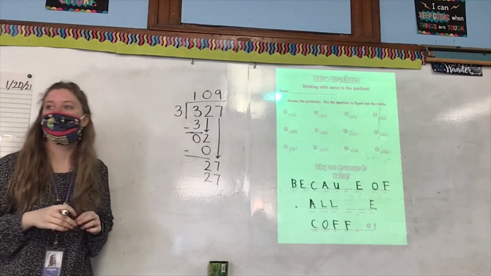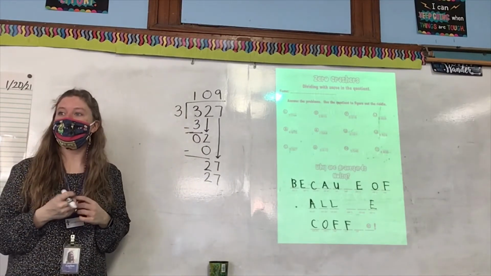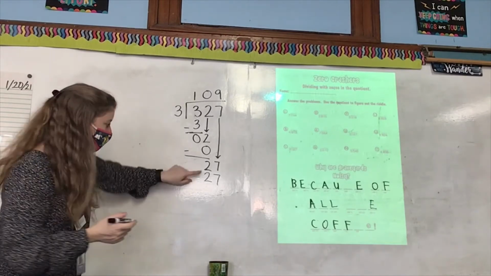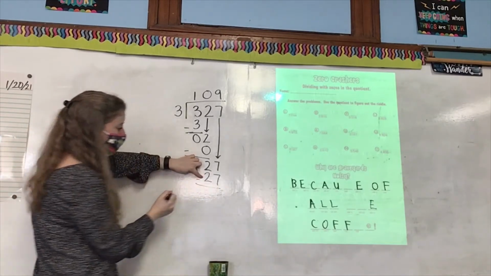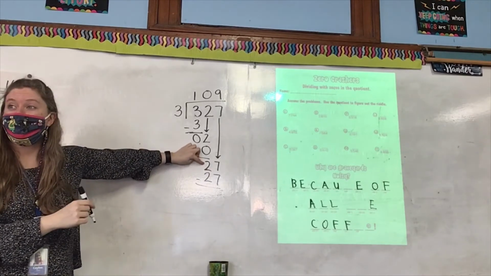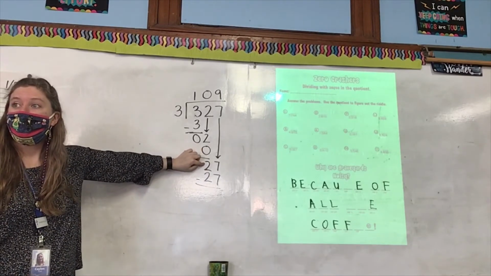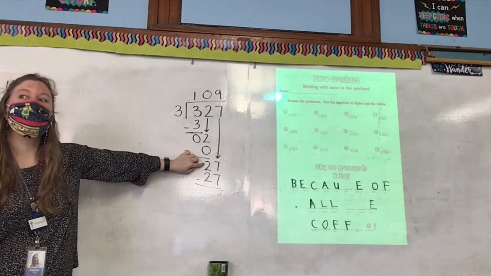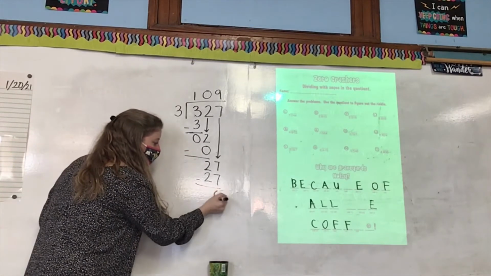What do we do next? What do we subtract? We subtract the answer to our multiplication problem, 27, from our new dividend, 27, to get 0. What do we do next?